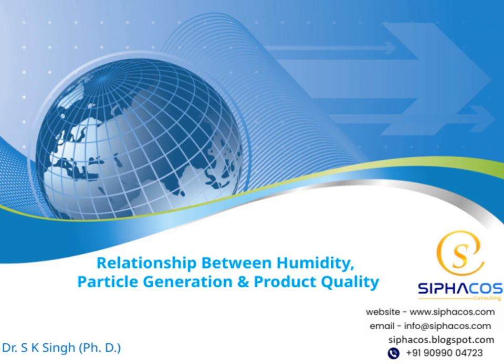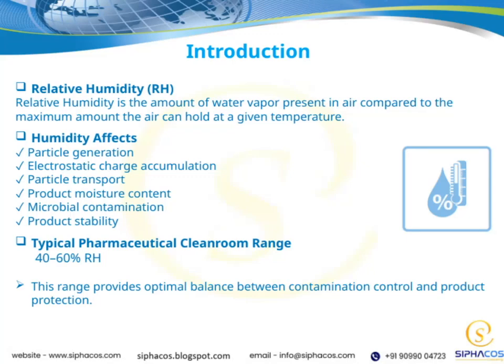Let's dive in. Let's start by understanding relative humidity, or RH, which is simply the amount of water vapor in the air compared to the maximum it can hold at a certain temperature. Humidity plays a big role in many factors. It affects how particles form and move, how static charges build up, and even the moisture content in products. It also influences microbial contamination and overall product stability.